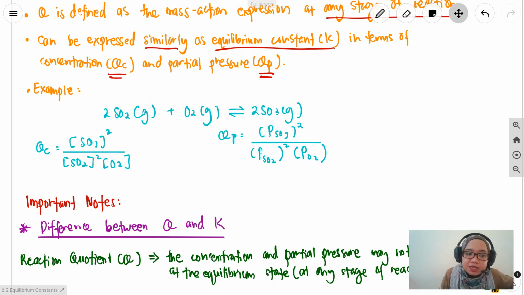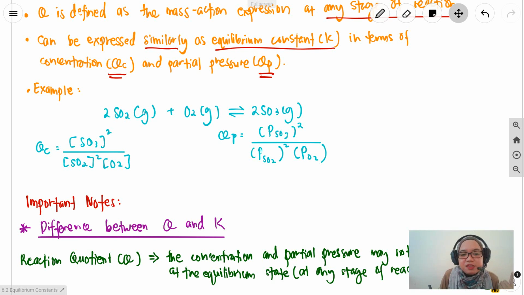So for QC, QC is the expression at any stage of reaction. It's not necessarily at equilibrium. So it is the concentration of, tapi still product over reactant. So concentration of SO3 squared over concentration of SO2 squared times O2. QP bersama partial pressure of SO3 squared divided by partial pressure of SO2 squared times partial pressure of oxygen gas. So this is how you find the QC and QP. Sama macam KC dengan KP.